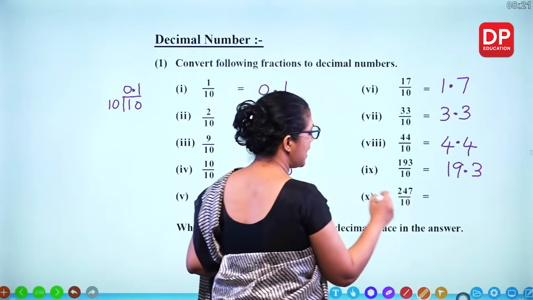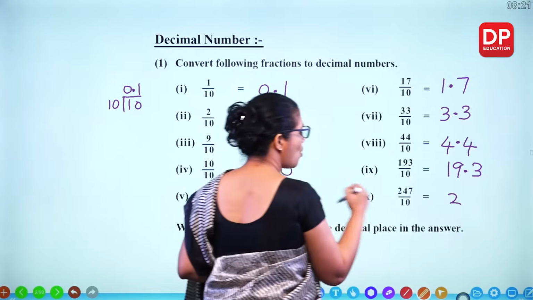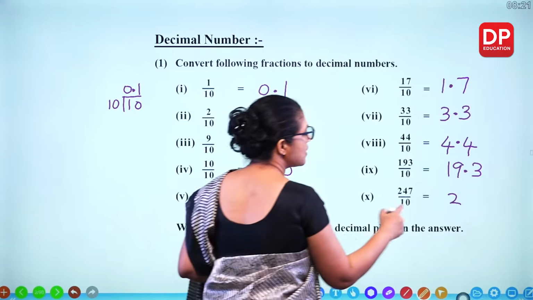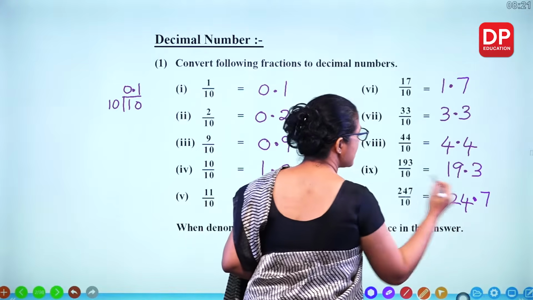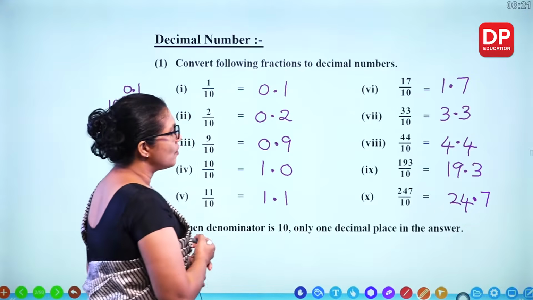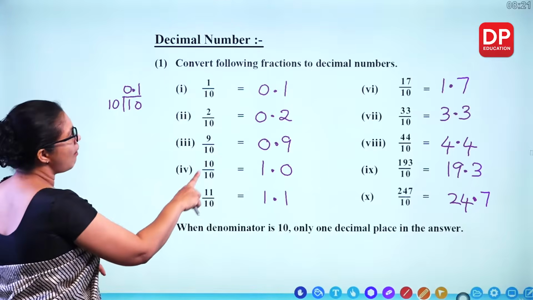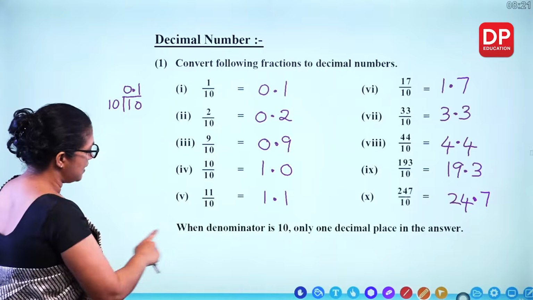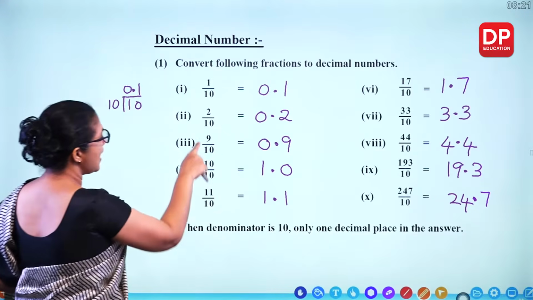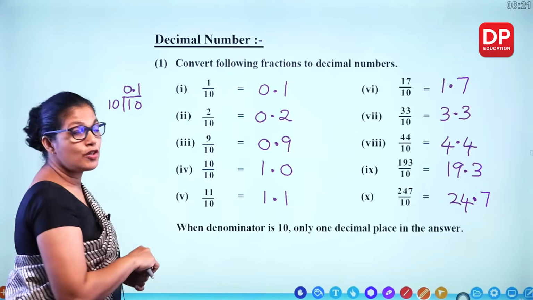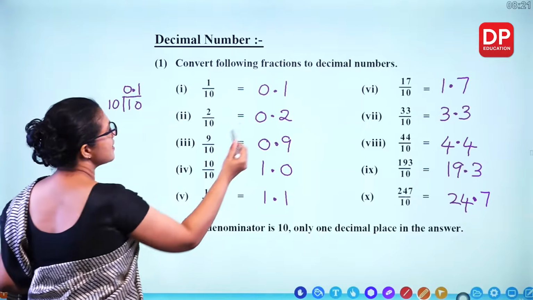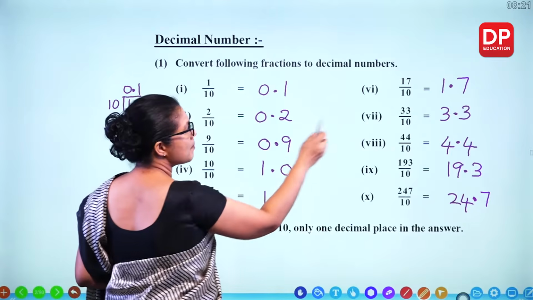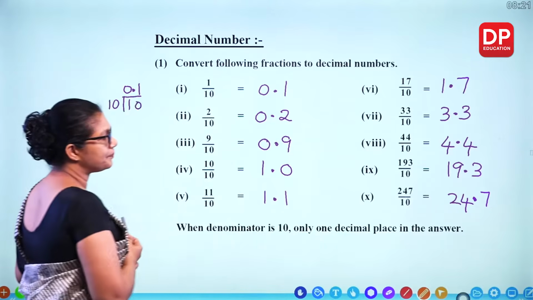247 divided by 10, 10 times 2, 20. For 40, that's 4. And for 70, that's 7. So when you look at all these examples, when the denominator is 10, what do you see? Only one decimal place in the answer. So only one decimal place is there.